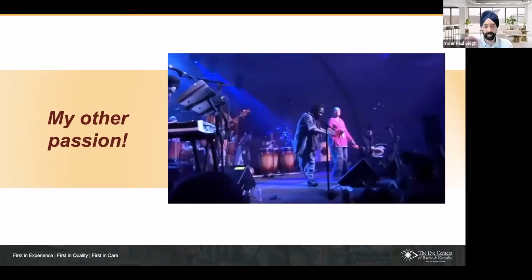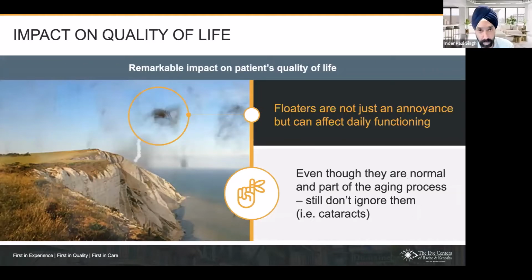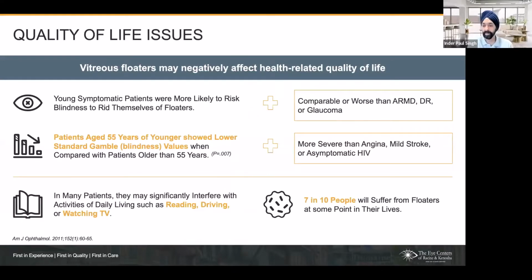I'm going to fast forward, but I just want to make sure that we address this one more time. I cannot overemphasize how important it is to appreciate how much of an impact floaters have on quality of life. And Ahmed talked about the study published in the American Journal of Ophthalmology showing patients are willing to risk more than even HIV, diabetic retinopathy, and even certain cancers. About 7 in 10 people will have a significant floater in their life at some point. Out of those, about 30% will be clinically significant. So it's a common problem.